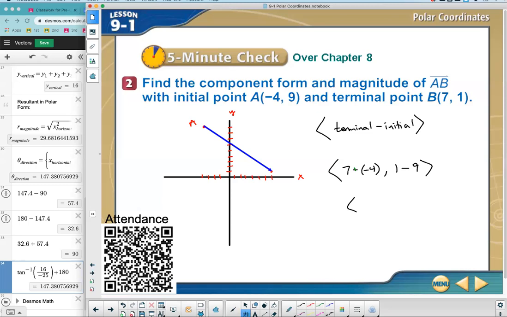So here, a negative and a negative make a positive. So 7 plus 4 would be 11. 1 minus 9 is a negative 8. There's my component form. And like I was just saying a second ago, if you want to use the algebra, you do the Pythagorean Theorem. The magnitude, I'm just going to write mag, will be the square root of 11 squared plus negative 8 squared.